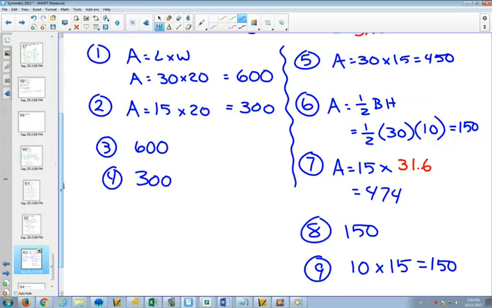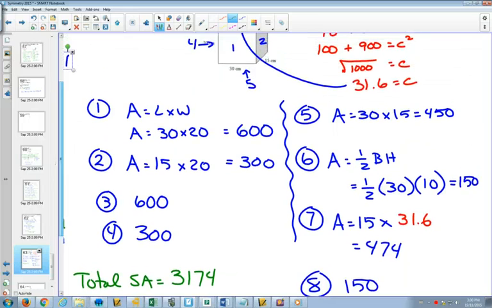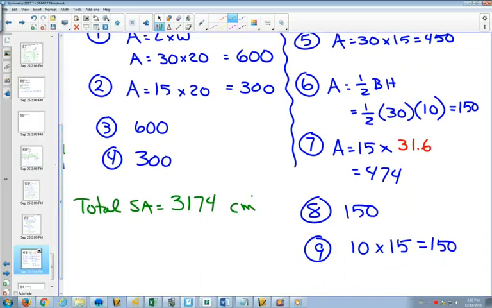So now that we've done them all separately, we can add them all up. What's that? You could. It's sometimes harder with a cylinder because of the rounded part. So if we add them all up, you got the answer? What is it? 3,174. Did we have units in this one? Centimeters, so it'll be centimeters squared.